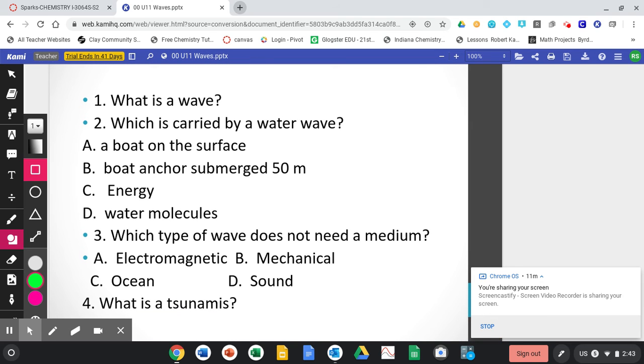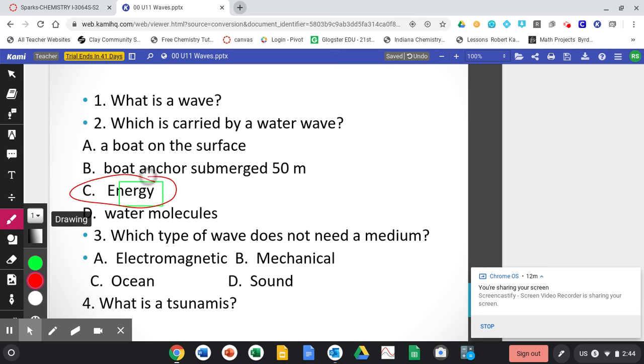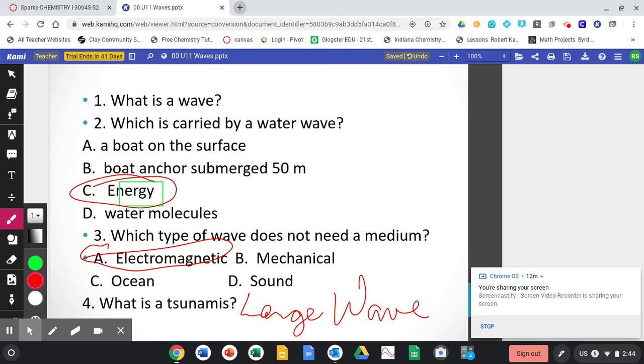So you should be able to answer these questions. What is a wave? What is carried by a water wave? Remember, it's energy only. That's the one we want to pick. Energy only. And then which type of wave does not need a medium? That would be electromagnetic. And what is a tsunami? That is a large wave. And it's a water wave.